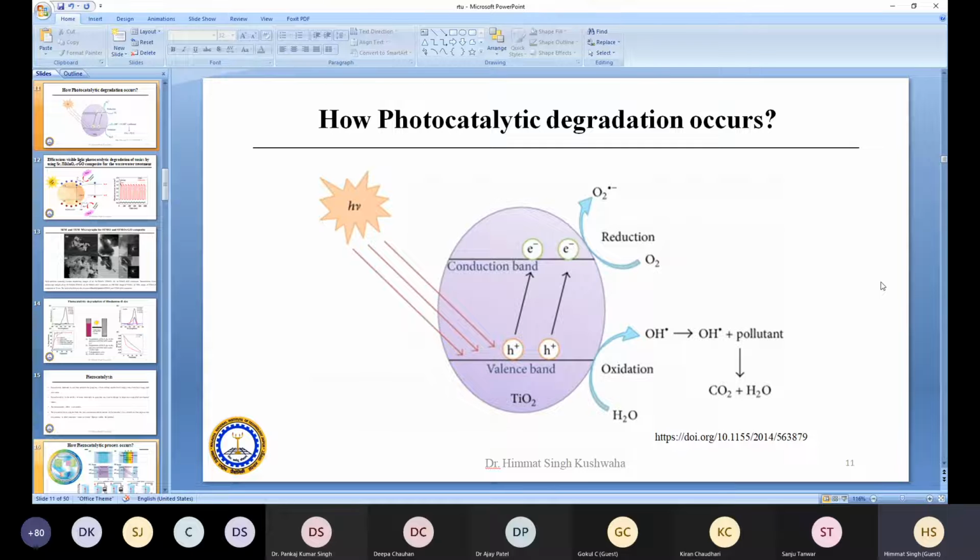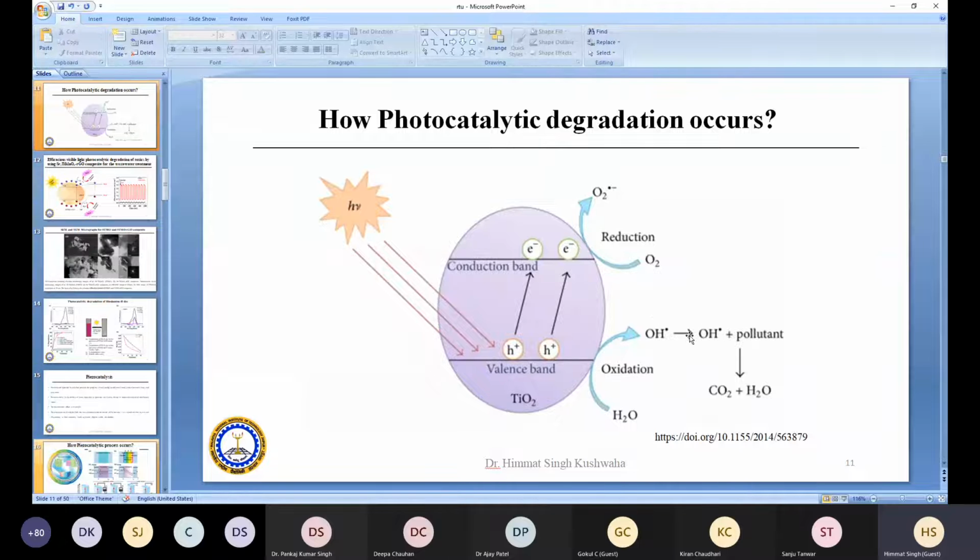So how will the process occur? The most common photocatalyst is titanium dioxide. When we irradiate it with a wavelength, either in the visible range or the UV range, charge transfer will occur. Electrons will go from the valence band to the conduction band, and holes will be generated. These generated charge pairs will then react with the absorbed moiety over this particle, and the reduction and oxidation process will occur.